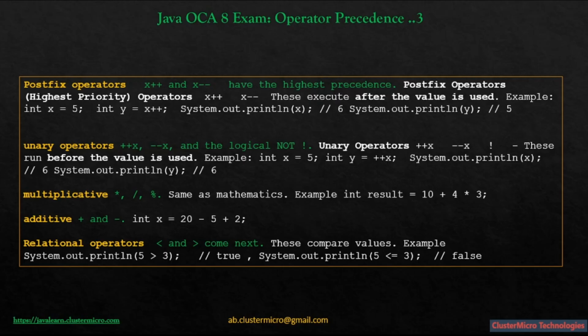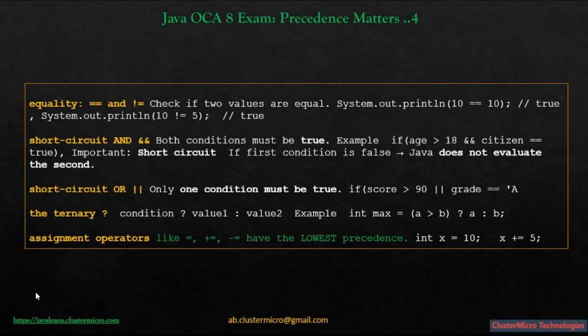Finally come the relational operators such as less than, greater than, less than or equal to, and greater than or equal to. These are used to compare values and produce a Boolean result. For example, 5 > 3 is true, while 5 <= 3 is false. Next we discuss equality operators, equals equals and not equals, which check whether two values are equal or not. For example, System.out.println(10 == 10) prints true, while System.out.println(10 != 5) also prints true.